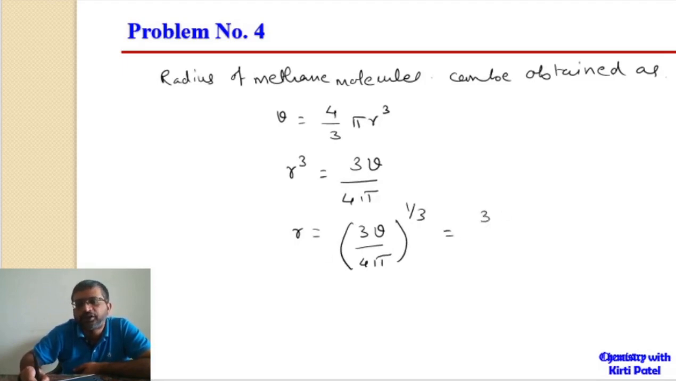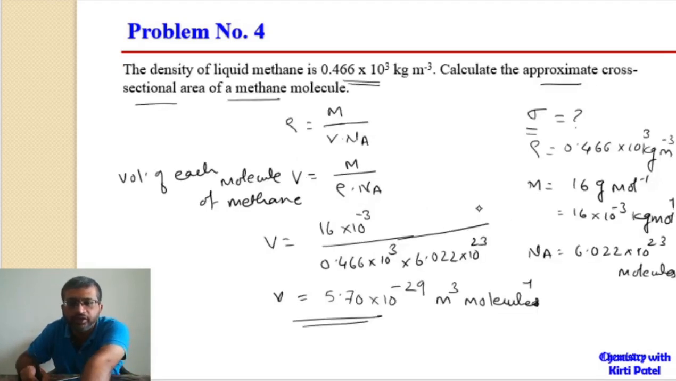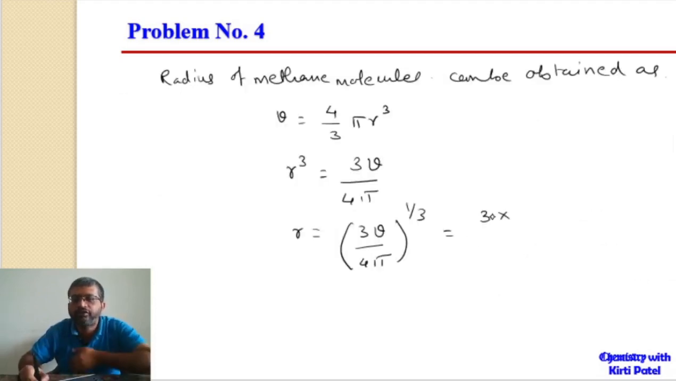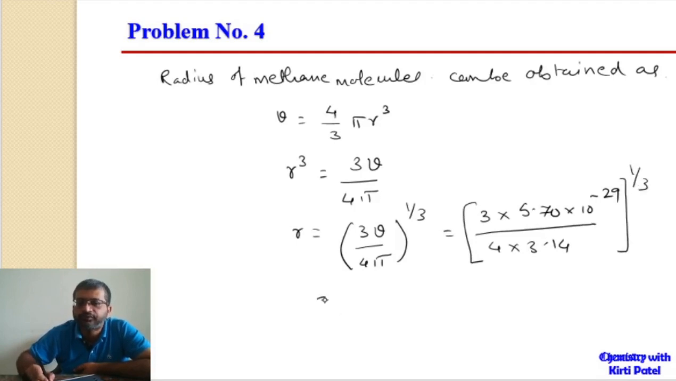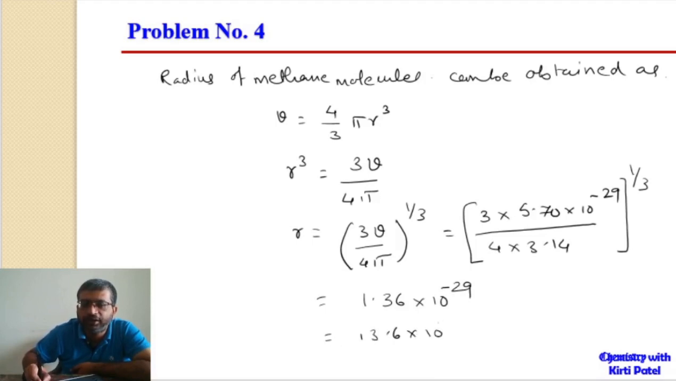So this will be 3 into, we have calculated volume as 5.7 into 10 raised to minus 29, divided by 4 into 3.14. This we need to do cube root of. So this will be giving us 1.36 into 10 raised to minus 29, or we can have it as 13.6 into 10 raised to minus 30.